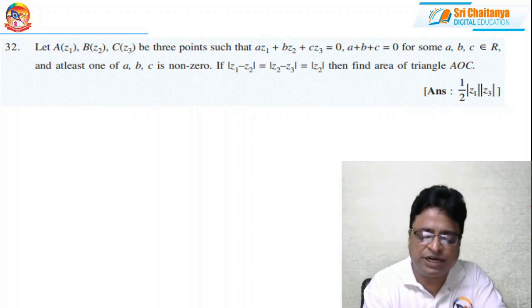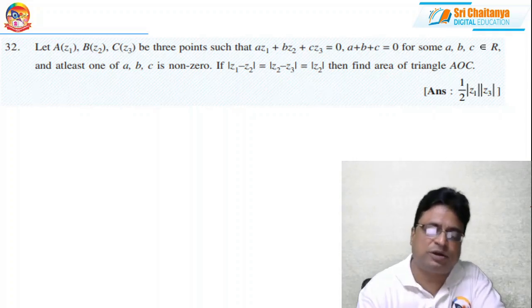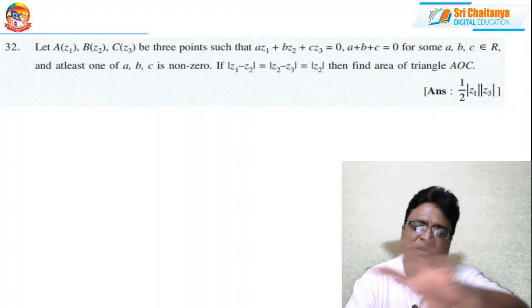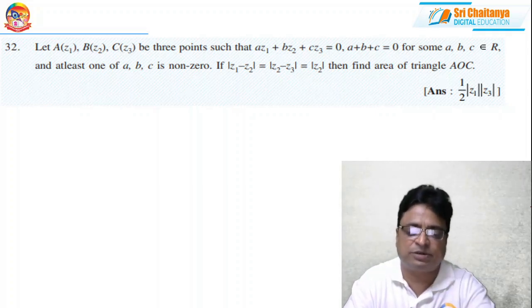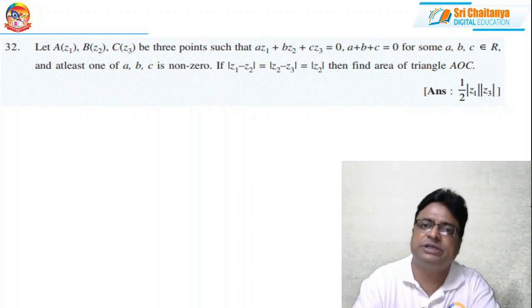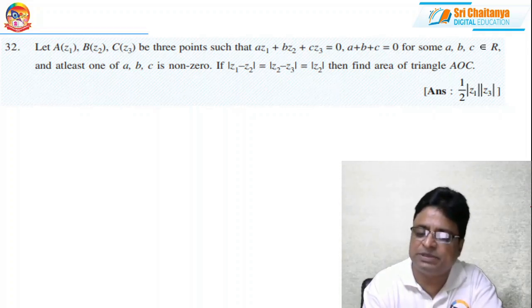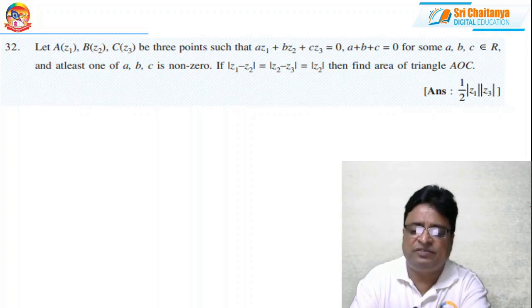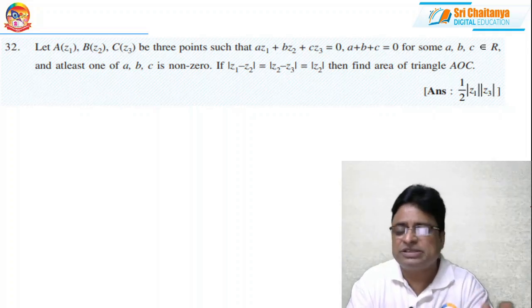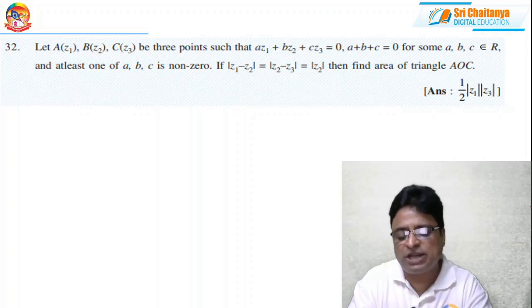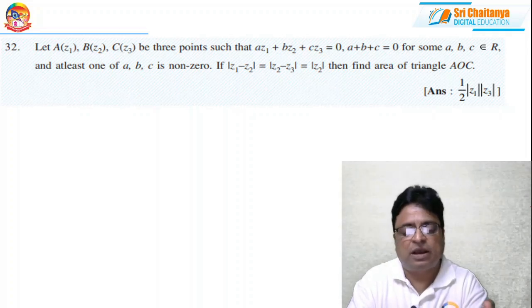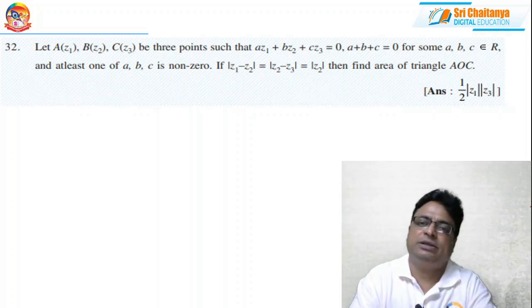But if you have studied the first statement until the full stop, you will get the idea. The given statement until the first full stop means: let A Z1, B Z2, C Z3 be 3 points such that A Z1 plus B Z2 plus C Z3 equals 0, A plus B plus C equals 0, where A, B, C are not all 0. That statement indicates what? It looks like the concept of collinearity.